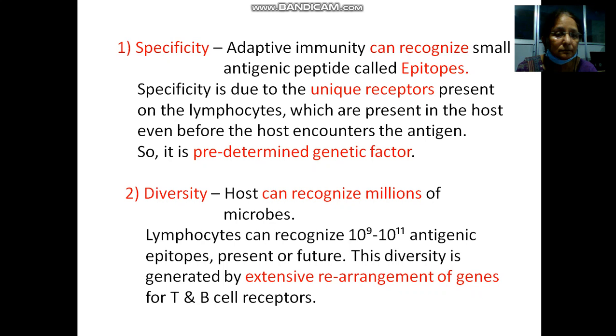Now the second one is diversity, and that is the host can recognize millions of microbes. It can recognize 10 to the power 9 to 10 to the power 11 antigenic epitopes, and this is generated by the extensive rearrangement of genes for T and B cell receptors.